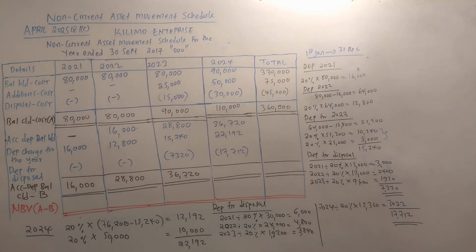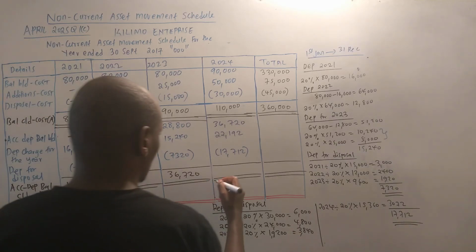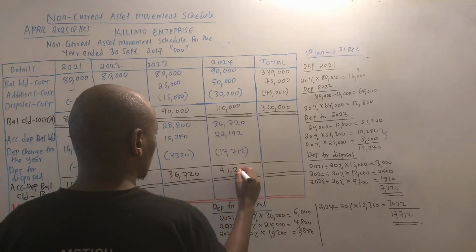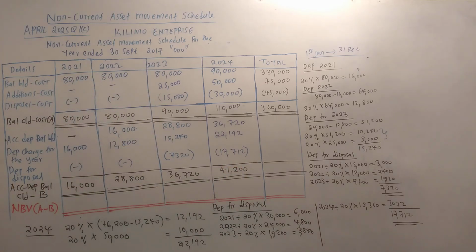Now let us find the final figure. So that is 36,720 plus 22,192, then minus 17,712. So that one is 41,200. So we can get the total, or we can get the net book value.